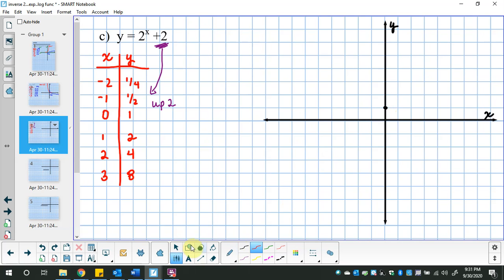but I can't leave it there. I have to move it up 2. So I'm going to do that each time. 1, 2, but up 2 from there. 2, 4, but up 2 from there.